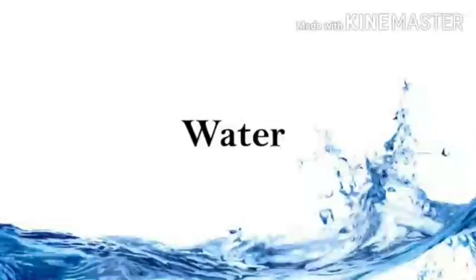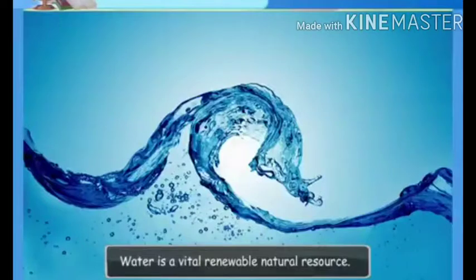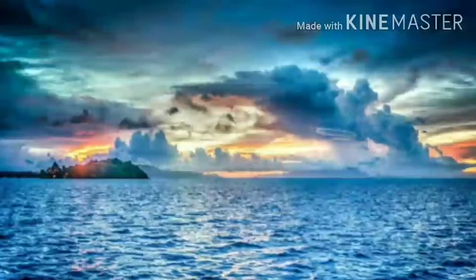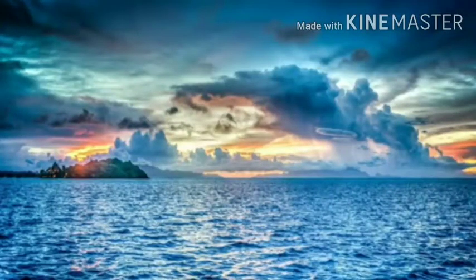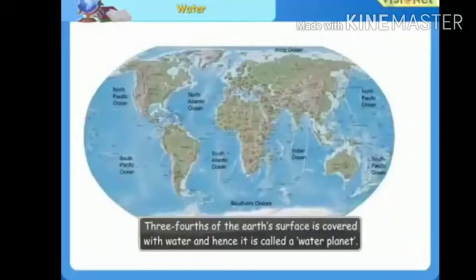Next topic, another word: water. Water is very important to the human body and all living beings. It is a vital renewable natural resource. It will become available again and again. In the earth, three quarters of the earth's surface is covered with water. Earth is called the water planet.